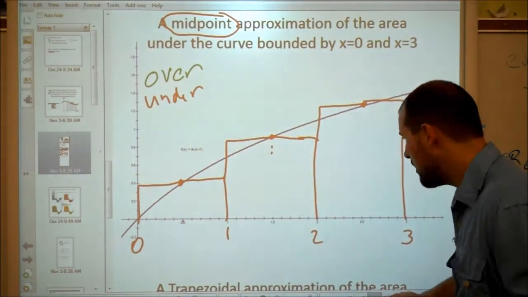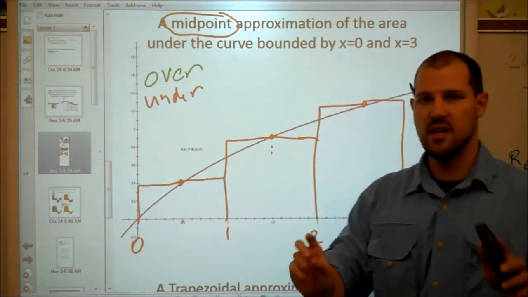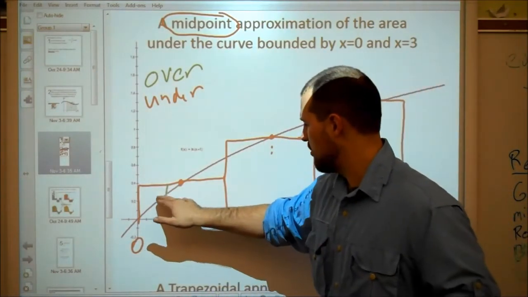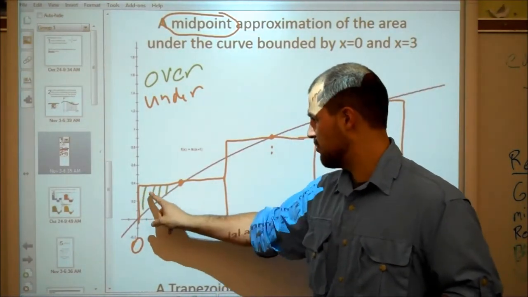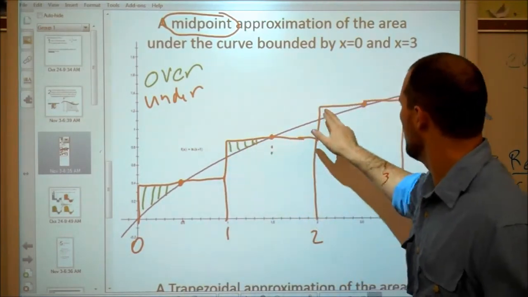in the red. So what I mean by over is I mean things that are now covered by these boxes that are not actually underneath the curve. So right here is an example. Okay, this is an over because it's above the curve. We didn't want to shade that in, but it's being shaded in. Here's another one. Here's another one.